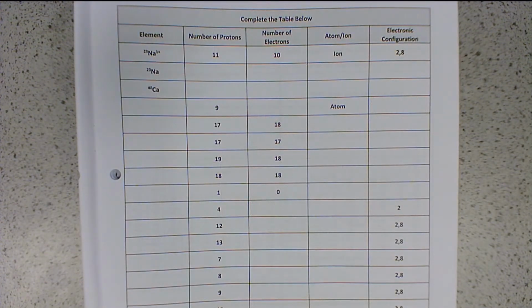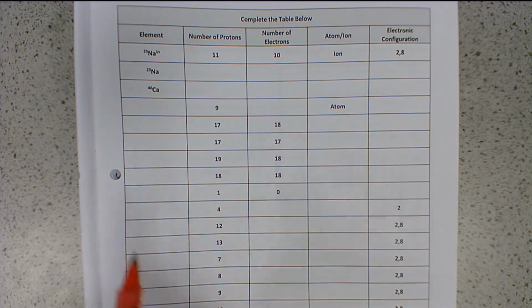So here we have a table that contains some information about some different atoms and ions. Okay, and what you need to do is fill in the blanks. Now you've been given enough information about each one to be able to fill in the whole row. Okay, so I'll do a few for you and then you're going to get on with the rest.